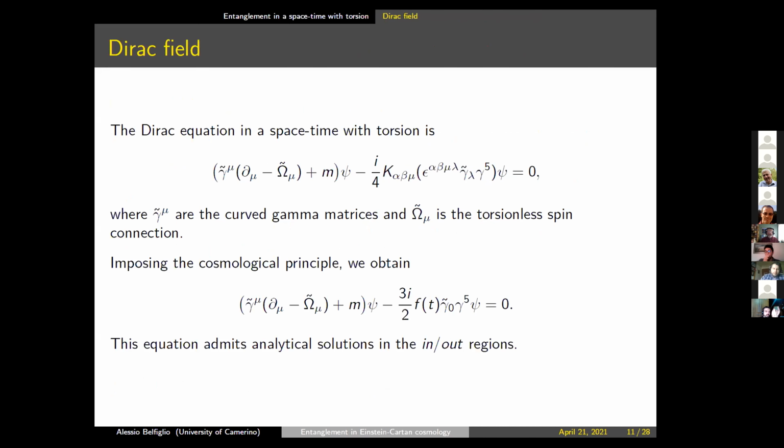So starting from the Dirac field, the Dirac equation in a Riemann-Cartan space-time has this quite complicated form. The first part is the Dirac equation in general relativity, essentially in a curved space-time without torsion. And the last term contains the contortion tensor, so it's related to the presence of torsion. Now, if we assume that the cosmological principle holds, and so we use the previous form for the contortion tensor, this equation simplifies to this one. So it is just the function f that describes torsion and describes the coupling of the Dirac field, so Dirac particles, to torsion. Now, this equation cannot be solved analytically for all the values of t, but we have noticed that it is possible to solve it at least in the asymptotic regions.